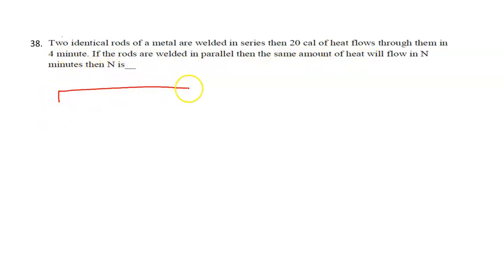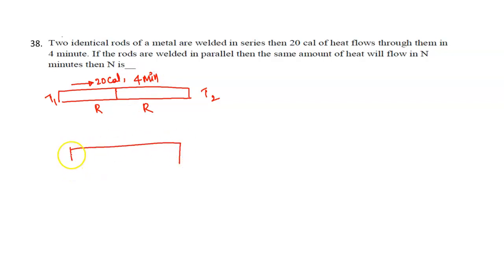So first case, they are in series. Let us assume each rod is having a thermal resistance R, and here the temperatures are T1 and T2. Here 20 calories is transferred in 4 minutes. Now in the second case, they are in parallel, kept one on another. Temperatures are same at the ends. Now the same 20 calories is transferred in n minutes.